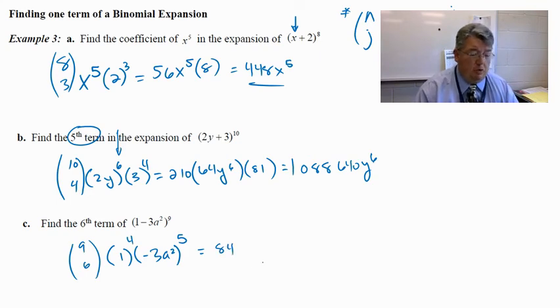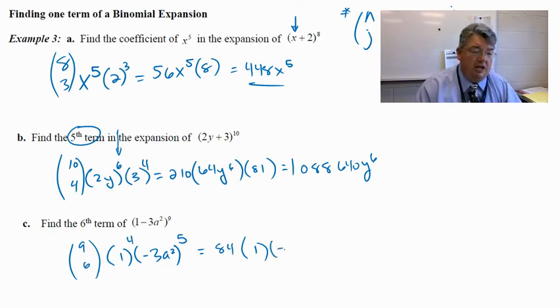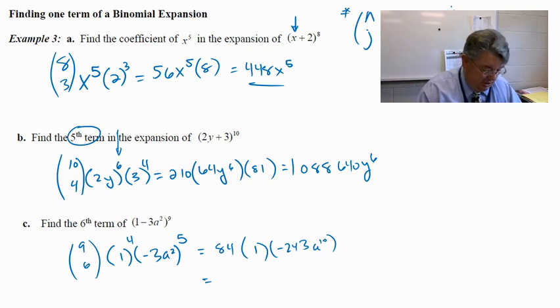1 to the power of 4 is just 1. Okay. Negative 3a to the fifth. Well, negative 3 to the power of 5, that's going to be a negative number, a negative 243. And then a squared to the power of 5, when I have a power to a power and multiply them, will give me a to the 10th. Okay?